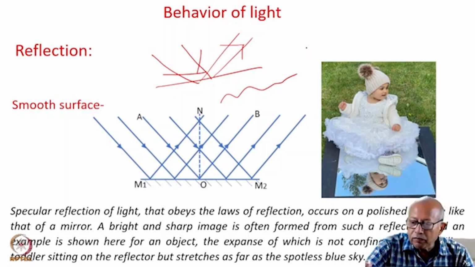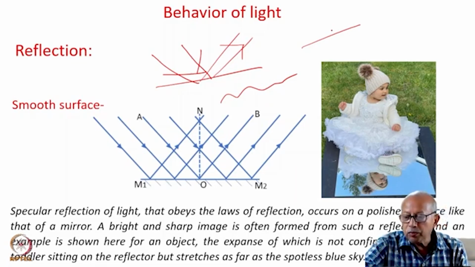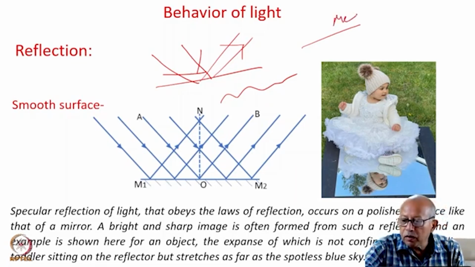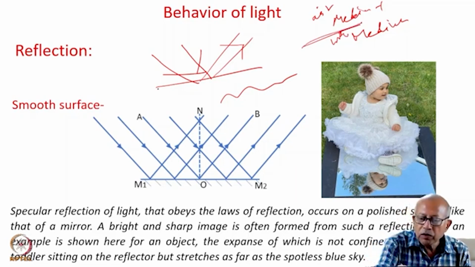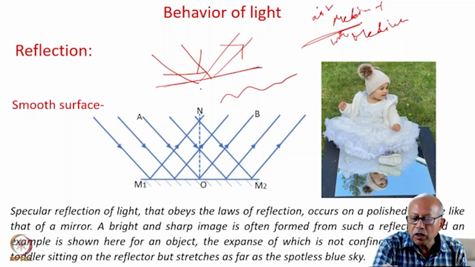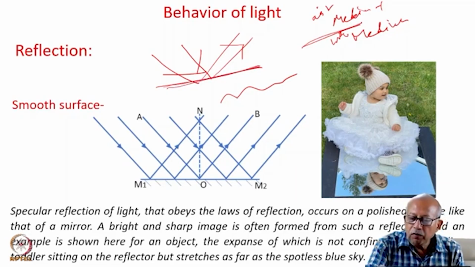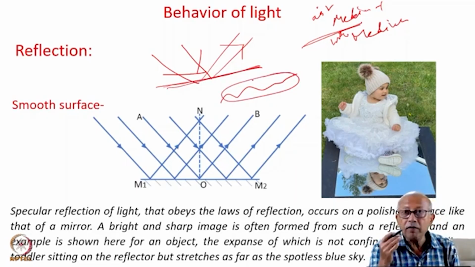And the third surface is an interface which separates two optically transparent media, that is medium 1 and medium 2, which could be air and water or air and glass. So reflection from such an interface, reflection from a very plain and smooth surface, and reflection from an irregular surface. Such surfaces are plenty, abundant.